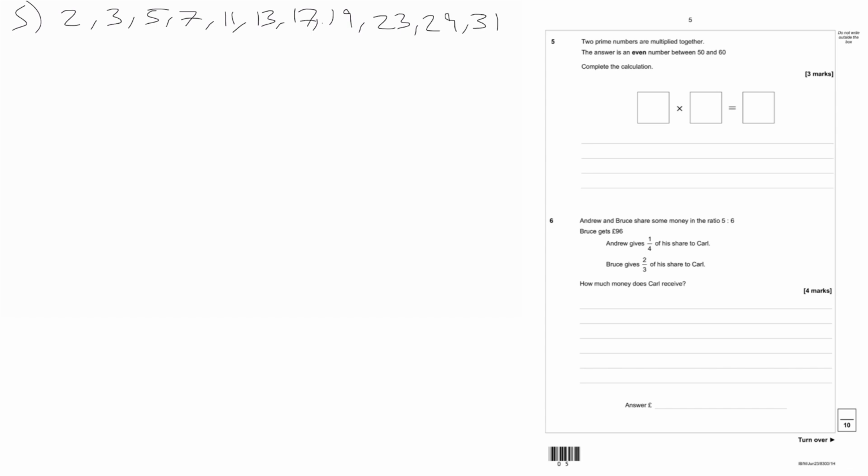Let's just stop there. Let's see if with that current batch we can meet the conditions of this question. So it's got to be an even number between 50 and 60. We've got to multiply two of these together. So let's just look at it now.